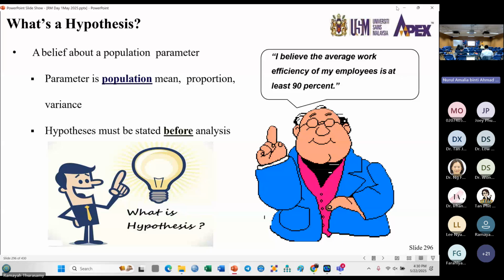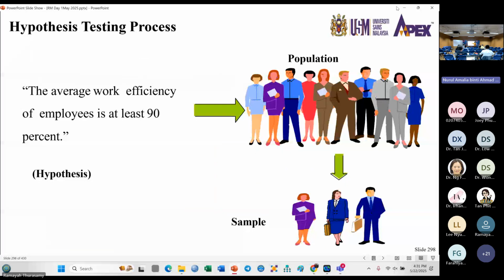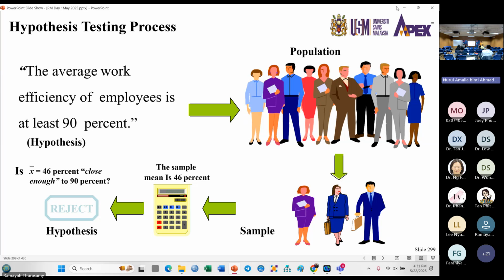Okay, so let's say we want to test the population. We want to study the average efficiency of the population at 90%. So this is the bigger population. This is the sample. From the population, we take a sample. If we calculate the percentage at 46%, no need to test, right? 46% is very much lower than 90%. So no need for any test. But let's say you get 85% or 88%. We are not very sure. That is why we need a formal hypothesis testing procedure.